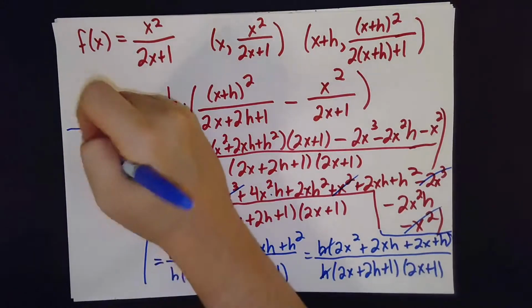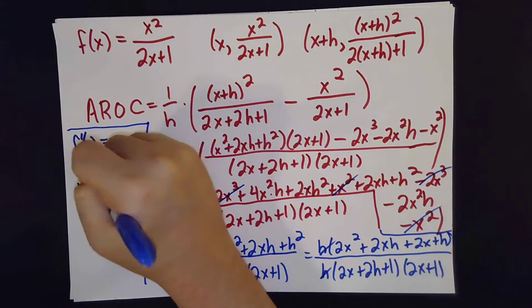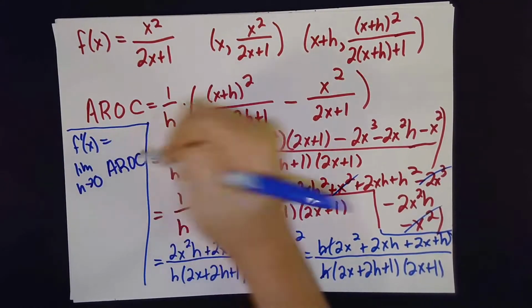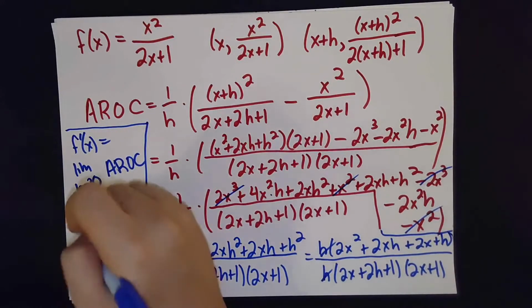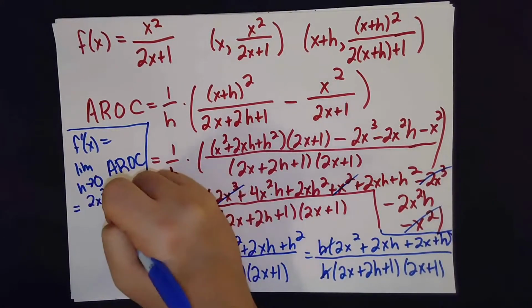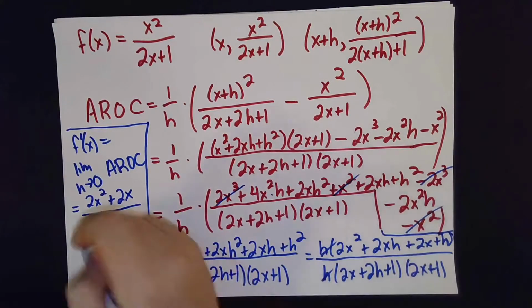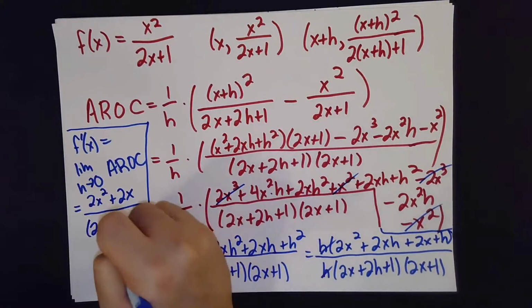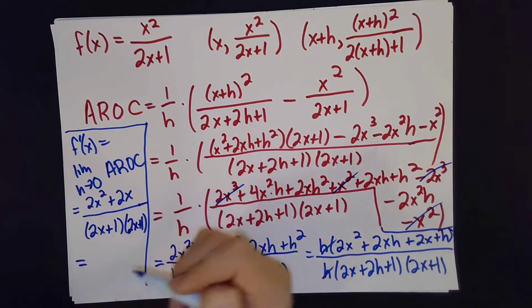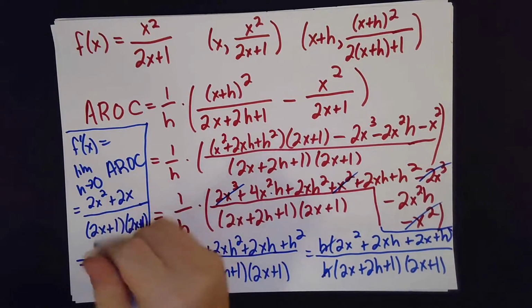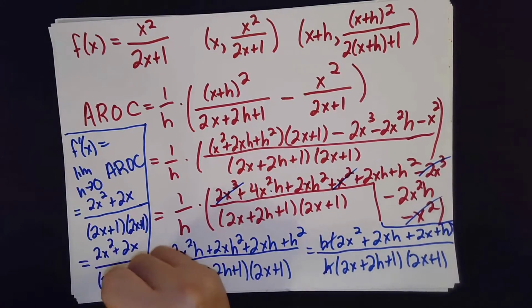And so now, when I go to calculate the derivative, it is the limit as h goes to 0 of the average rate of change, that is, of this thing. And that limit is going to be 2x squared plus 2x divided by 2x plus 1 times 2x plus 1. Or if you want, this is 2x squared plus 2x divided by 2x plus 1 squared.